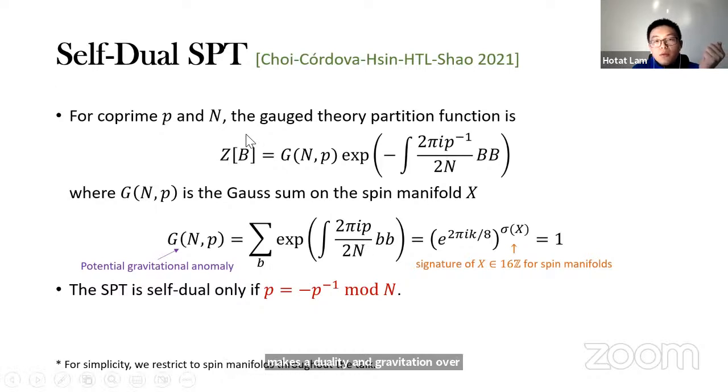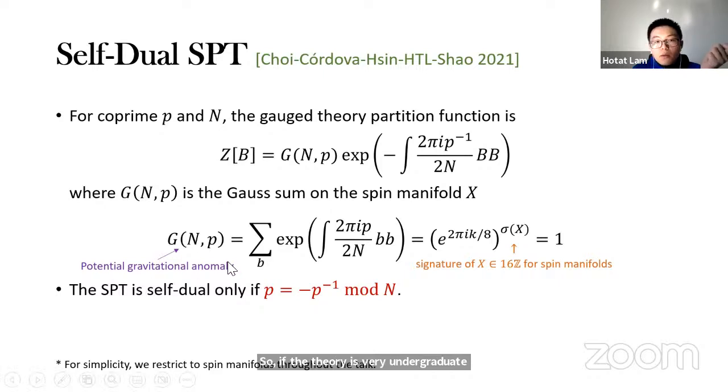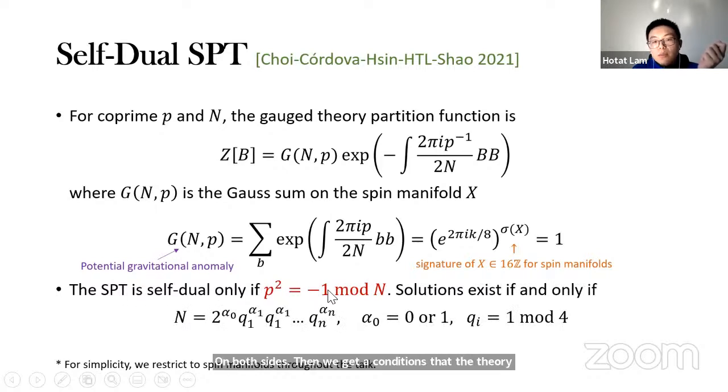Now with this partition function, we can compare it with the original partition function we started with. If the theory is invariant under gauging, then the two partition functions should agree. They agree if and only if P is the same as minus P inverse mod n. Remember that P and n are coprime, so we can multiply by P on both sides. Then we get the condition that the theory is self-dual if and only if P squared equals -1 mod n. In other words, the theory is self-dual if and only if -1 is a quadratic residue of n.